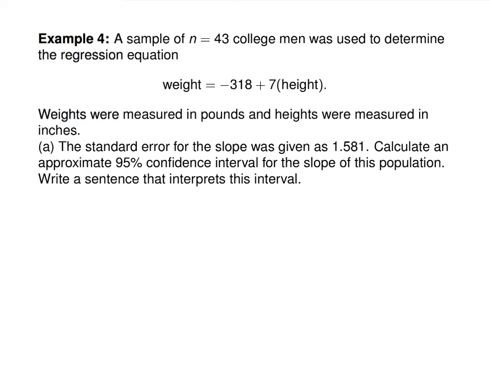Okay, so our 95% confidence interval will be given by the slope plus or minus 2 times the standard error. So on the low end, 7 minus 2 times 1.581 is 3.838, to 7, excuse me, plus 2 times 1.581, 10.162.